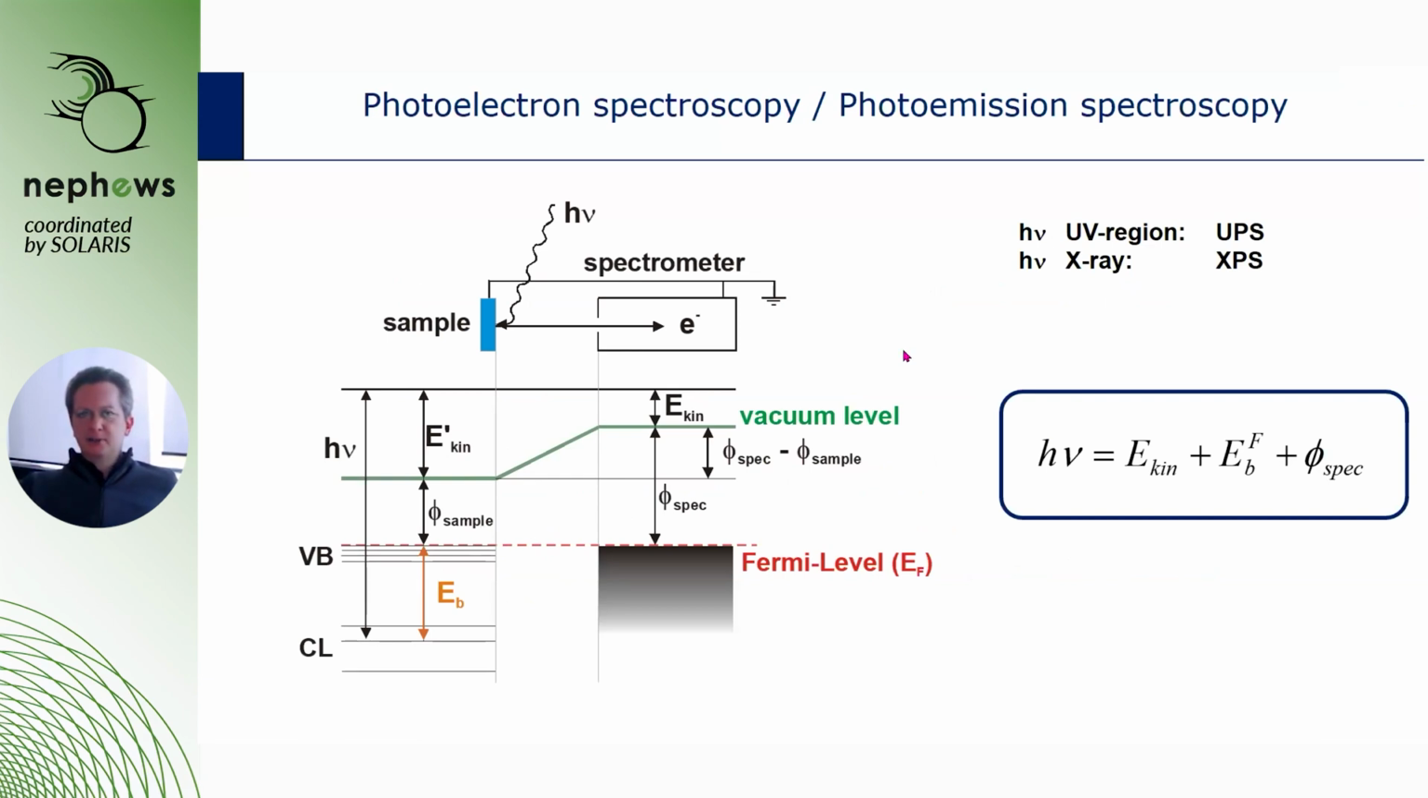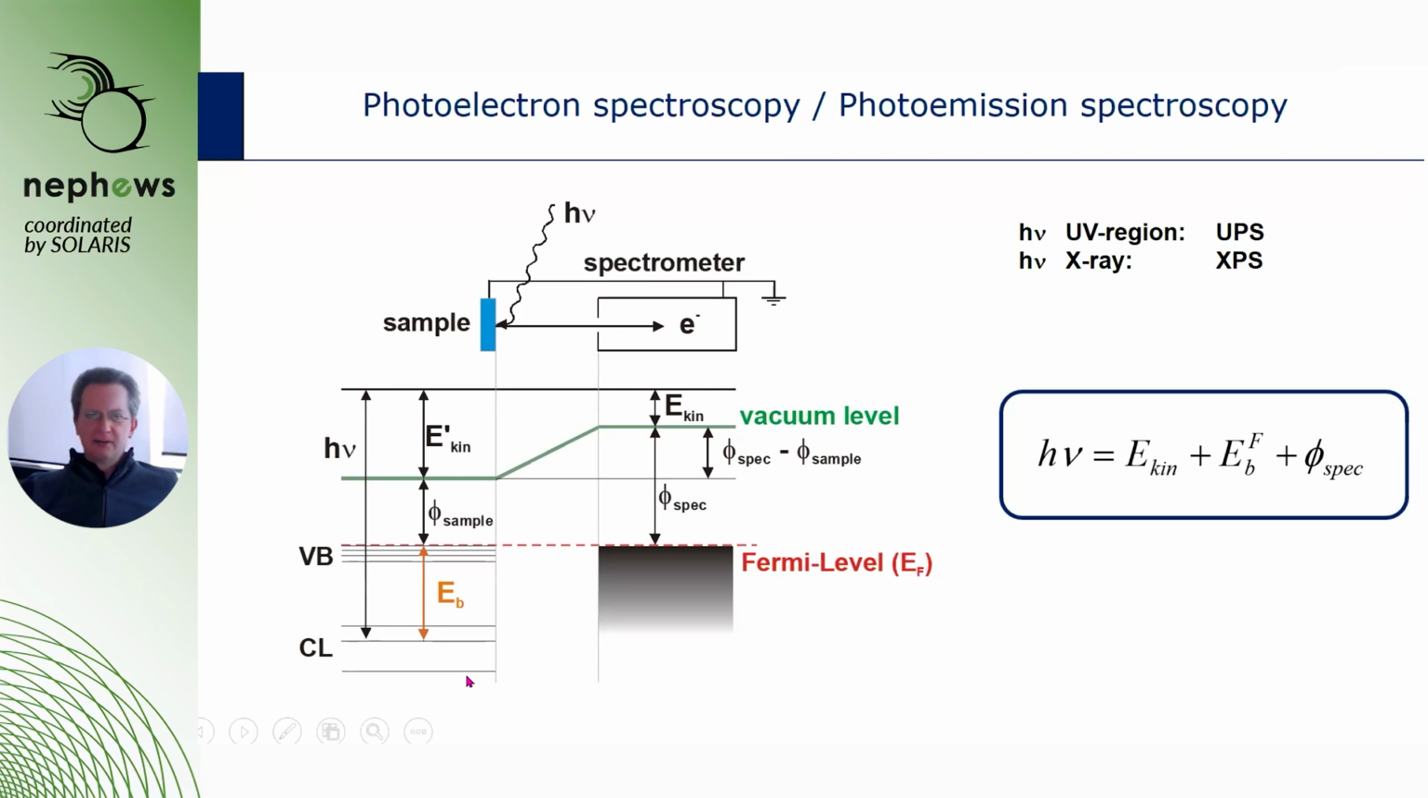Very basics of photoelectron spectroscopy. We have our sample typically residing in ultra-high vacuum to keep the surface very clean. And then we irradiate it with monochromatic light of energy hν. Photoelectrons are kicked out and their kinetic energy is measured then in an electron spectrometer.